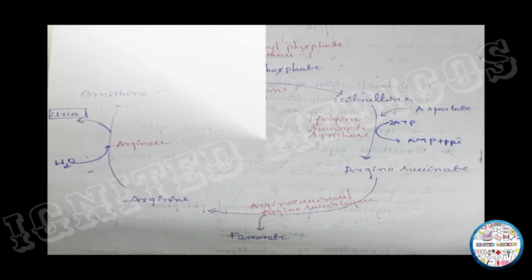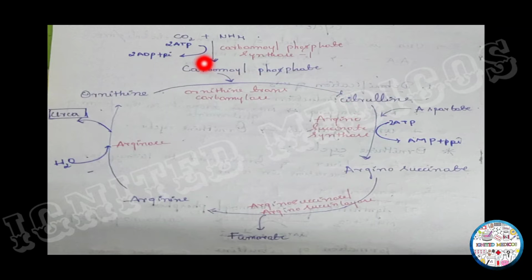Now let us see this cycle in detail. This is the first step: the carbon dioxide combines with ammonium ion in the presence of carbamoyl phosphate synthase 1 to form the carbamoyl phosphate. Now this carbamoyl phosphate will combine with the ornithine and form the citrulline by the help of the enzyme ornithine transcarbamylase. Next, citrulline will convert to argininosuccinate by combining with aspartate.